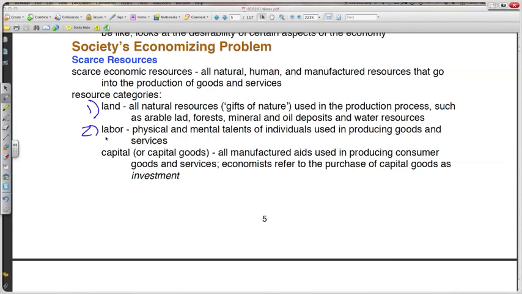Next is our labor resources. Right now, I am a labor resource for the college. They use me as a professor. Labor is the physical and mental talents of individuals used to produce goods and services. This service is the classroom. Whenever you go to work, you're a labor resource. Next is capital. I'm using capital resources to create this video for all of you. So, manufactured aids used in producing consumer goods and services. And whenever we talk about capital goods, economists refer to it as investment. So when you hear the term investment in the economist sense, we're thinking about capital goods.